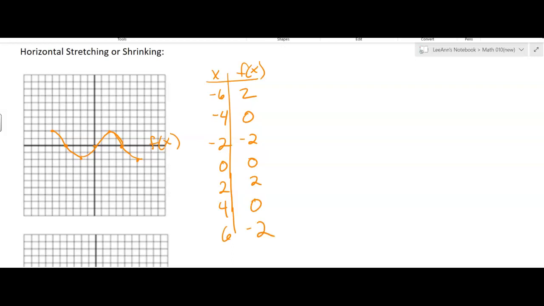Okay, let's look at the table of values for this function. So it looks like we're at -6, 2. So let's call this f of x. And then it looks like we're at -4, 0, -2, -2, 0, 0, 2, 2, and 4, 0, and 6, -2. Okay? All right, now what we're going to graph is g of x.